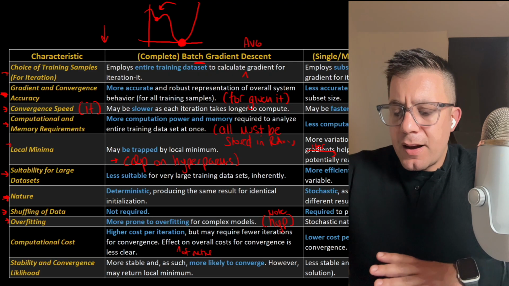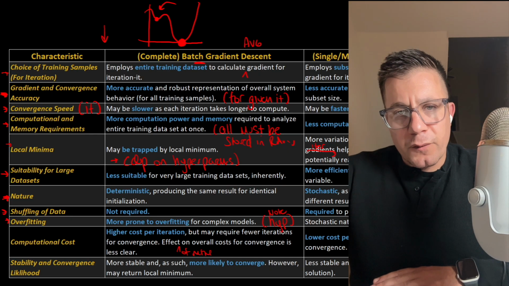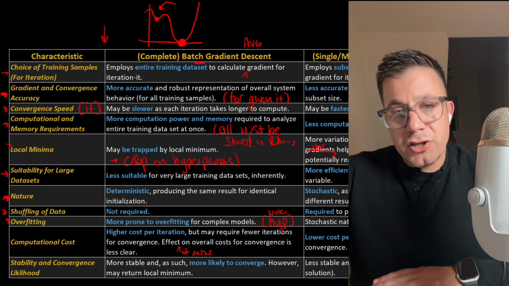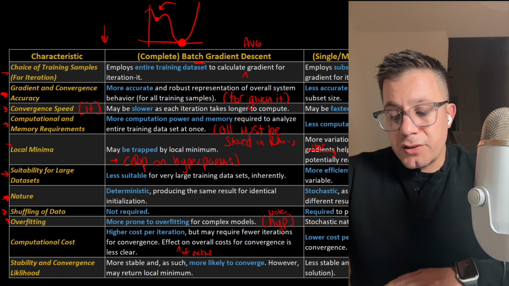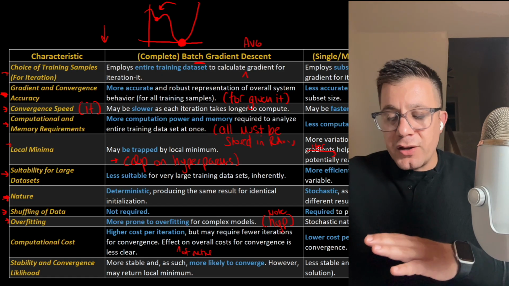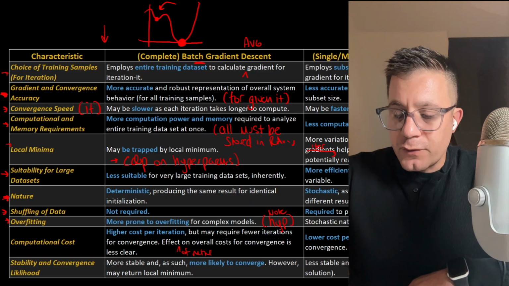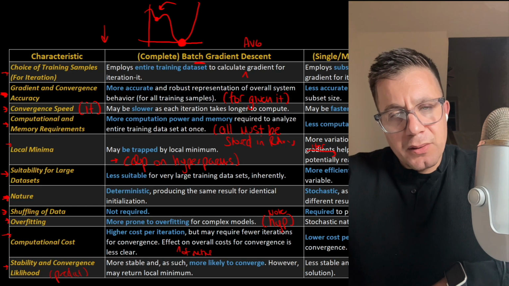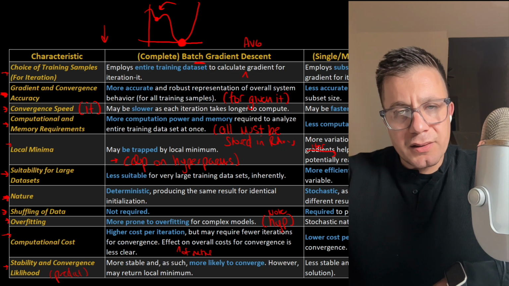With regard to overall computational cost, we do observe that batch gradient descent yields a higher computational cost per iteration. However, this may be mitigated by the need for fewer iterations to reach convergence. We observe that stochastic gradient descent yields a lower computational cost per iteration. However, this may be correlated with the need for more iterations to reach convergence. As such, the effect of the method type on the overall computational cost for convergence can be pretty difficult to predict.